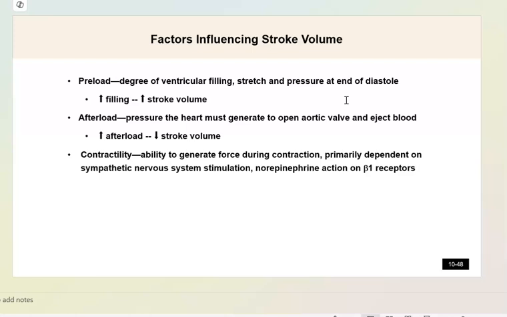When we talk about preload, we're talking about the Frank-Starling law of the heart. The greater filling leads to a greater stroke volume. When we talk about afterload, remember, it's the force the ventricle must overcome to achieve the ejection of the stroke volume. If you have a high afterload, that's going to decrease your stroke volume.